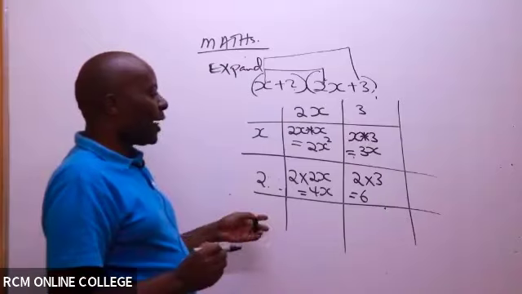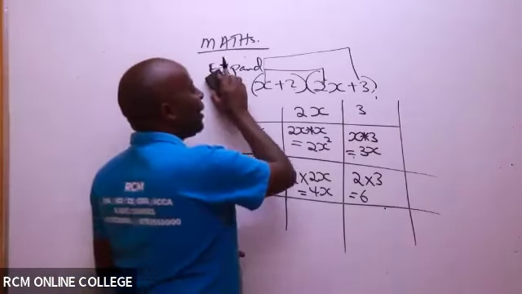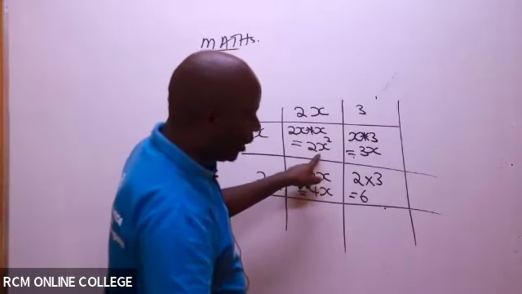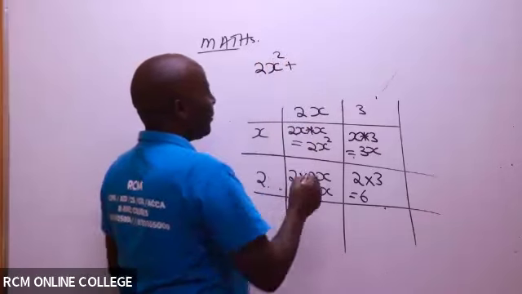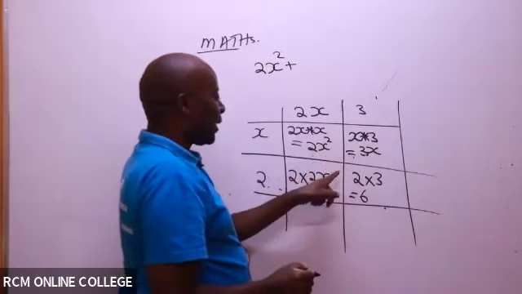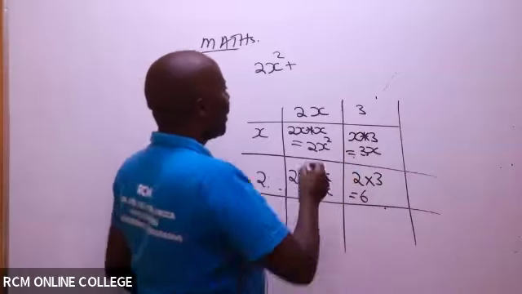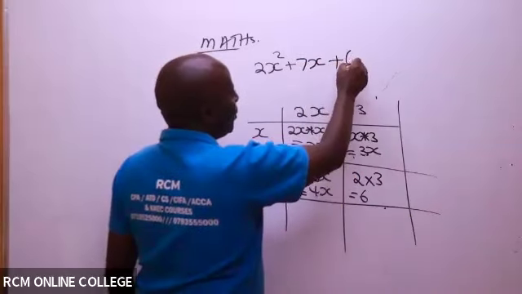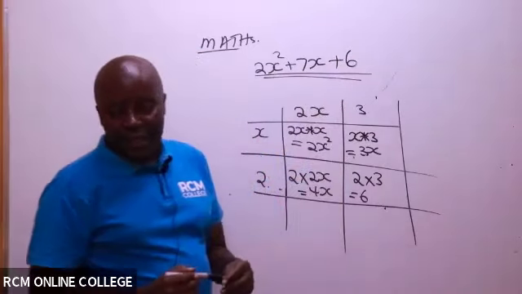And then now you put like terms together. When you put like terms together, what will you be able to get? Internals only. So the expanded one will be 2x squared plus. This has a like term, this has a partner. So 4x plus 3x gives us 7x plus 6. That is the end of that question.